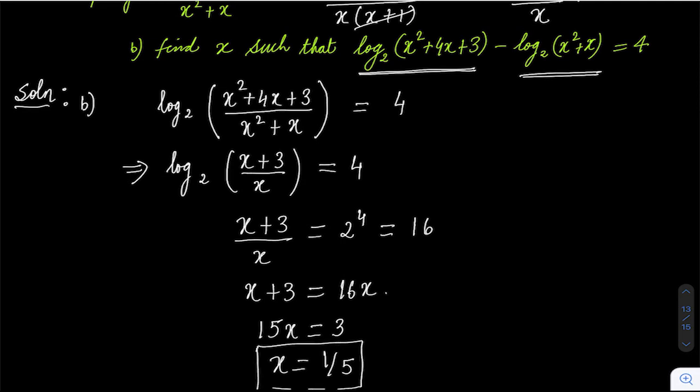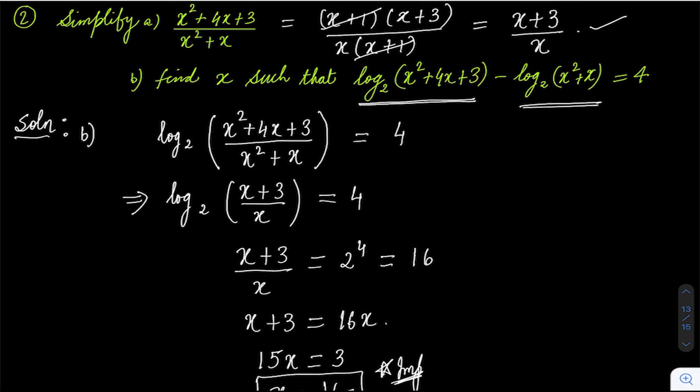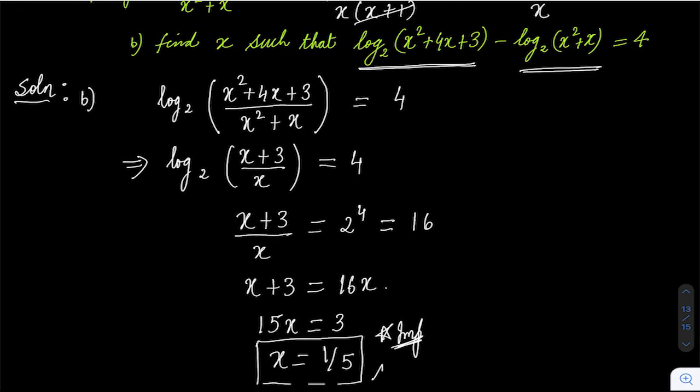And always remember one thing, if I was not clear in the previous question: once you get the answer, you have to just see whether it is not making any problem or whether it is in the domain. So 1 by 5, I think it's positive. This number is also positive. So it's not making any problem. So this is my answer. So always check whether the answer is in the domain or not.